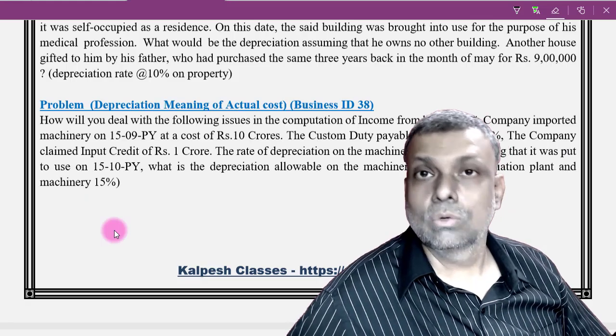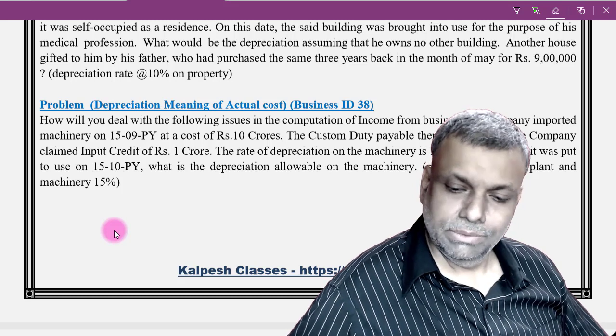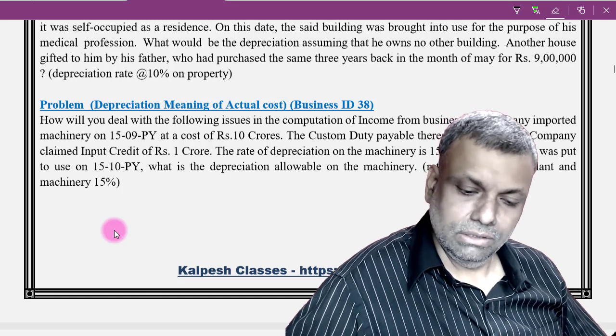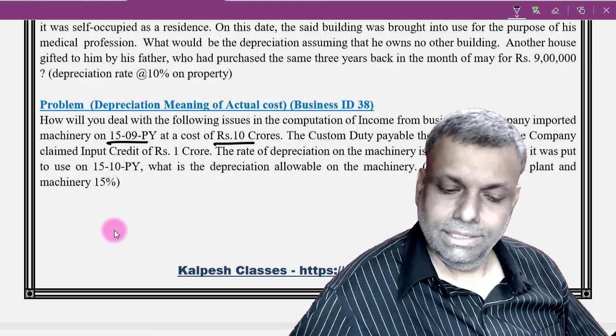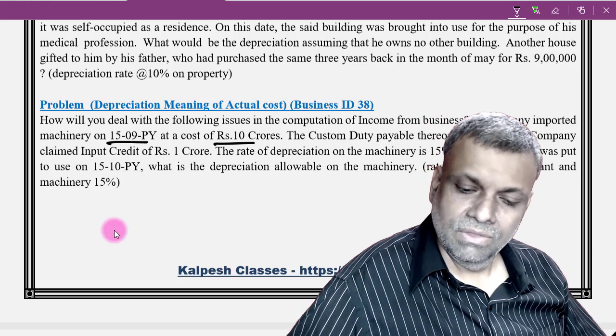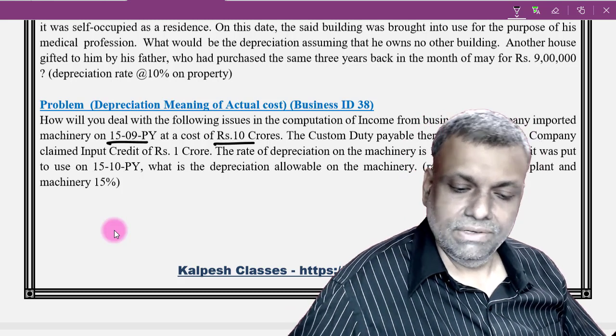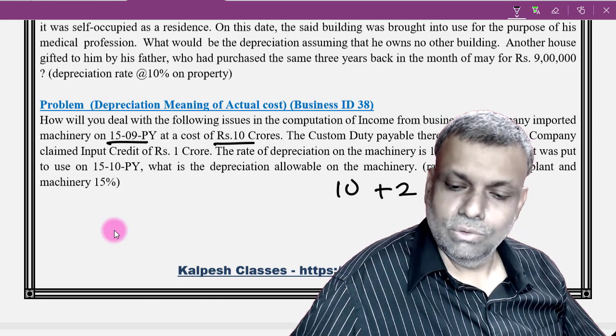Now come to this particular question ID number 38. How will you deal with this particular issue? See, they have already got an imported machinery on 15/9. Whenever the date is given, that half rate, full rate, you can see it by yourself now. Custom duty is 20%. So whatever is the duty, that is 20%. So that I'm going to add it up.